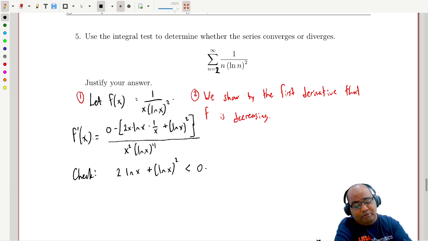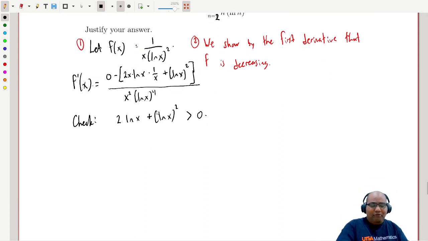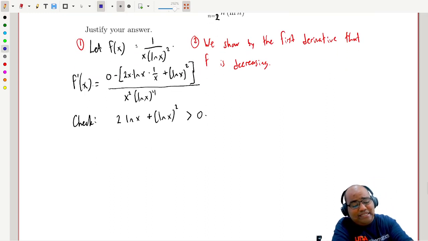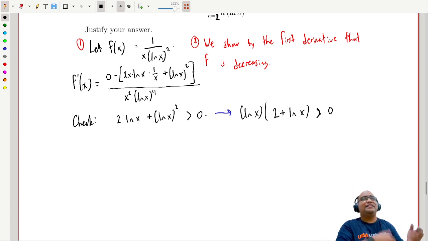If I do that here, remember, dividing by a negative reverses the sign of the inequality. So we need to check to see if this thing is positive. Now, you can factor this. Take out a common factor of log x. You can factor this as log of x times 2 plus the log of x. And again, we just do the same thing as before. Check, find the zeros, see where this is positive.